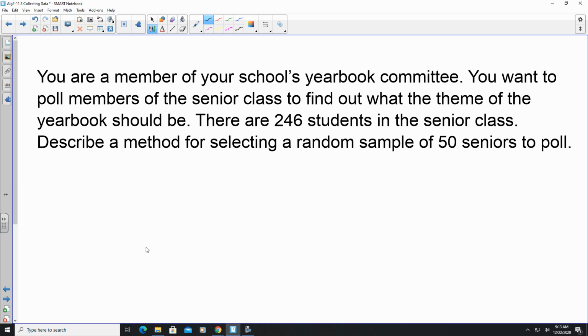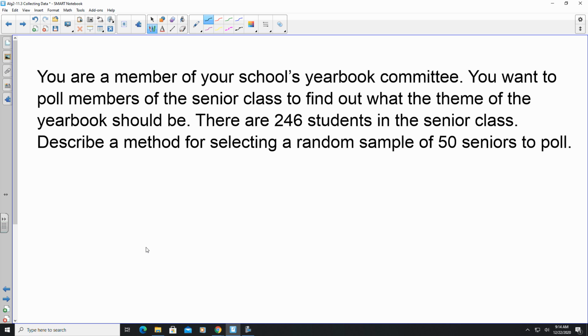Here it says you are a member of your school's yearbook committee. You want to poll members of the senior class to find out what the theme of the yearbook should be. There are 246 students in the senior class. They want you to describe a method for selecting a random sample of 50 seniors to poll.